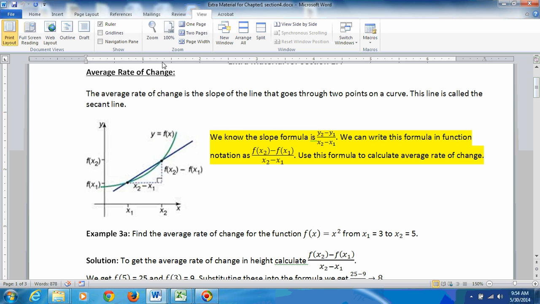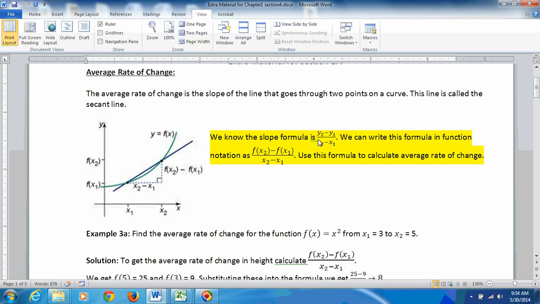Okay, this video is on average rate of change, and the average rate of change is the slope of the line that goes through 2 points on a curve. This line is called a secant line. So right here in green is a curve, and we want to get the slope of the line that goes through 2 points on this curve.